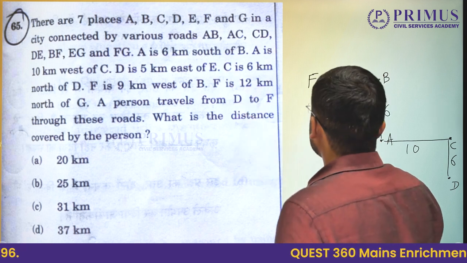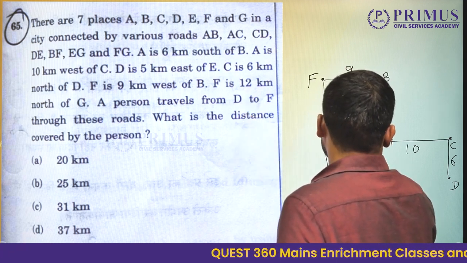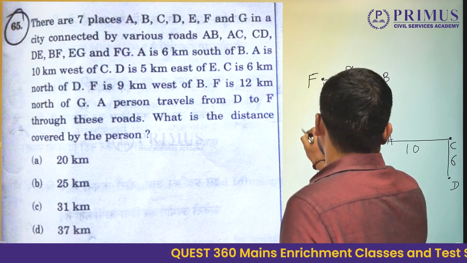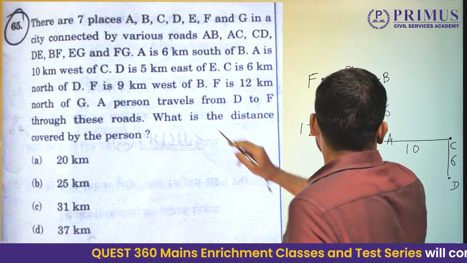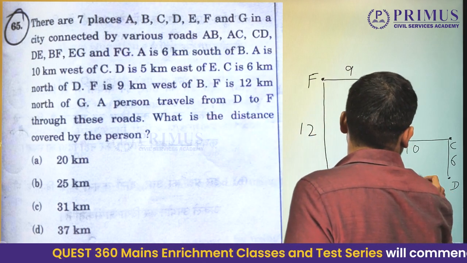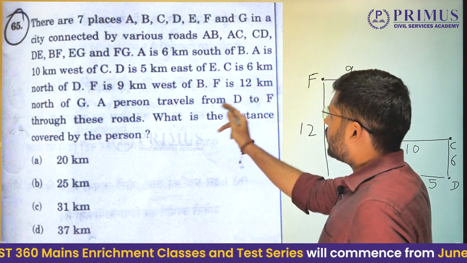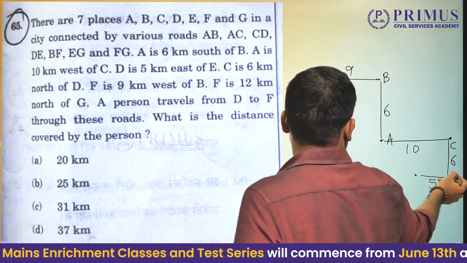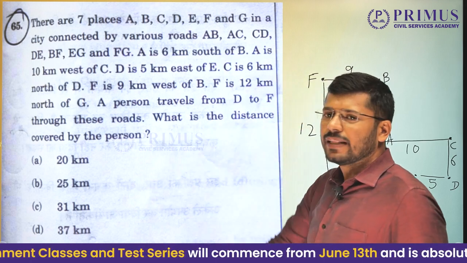F is 12 km to the north of G. Then we had left D. D is 5 km to the east of E. Okay, a person travels from D to F through these roads. What is the distance covered by the person?